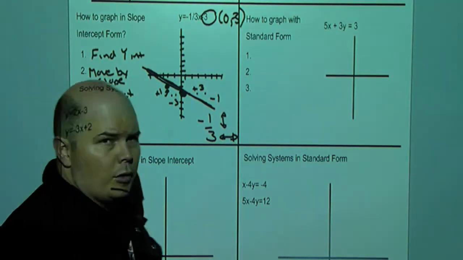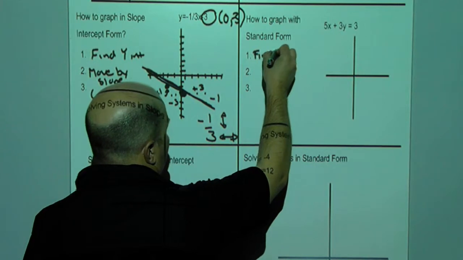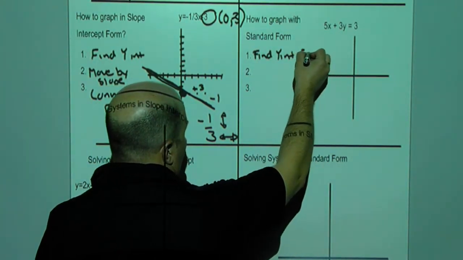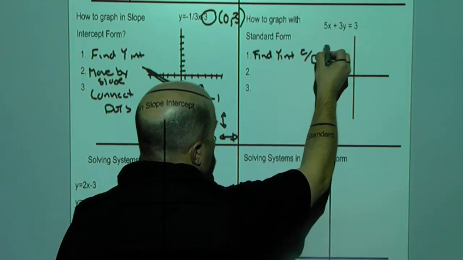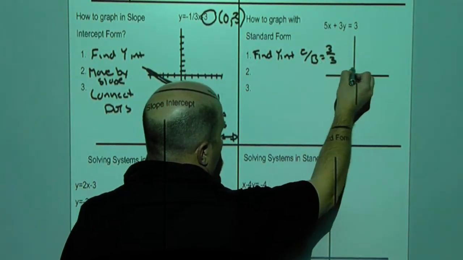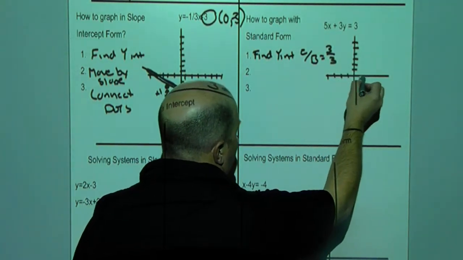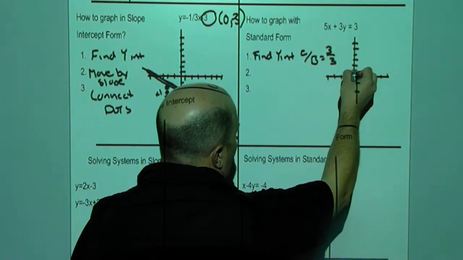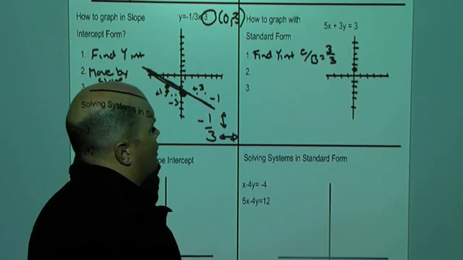Now in standard form, it's a little more difficult. First thing we need to do is find the y-intercept, which is c over b, or in this case, 3 over 3. So when I draw on my lines to do my graphing, I have 3 over 3, which is plus 1, and that is going to be my y-intercept.